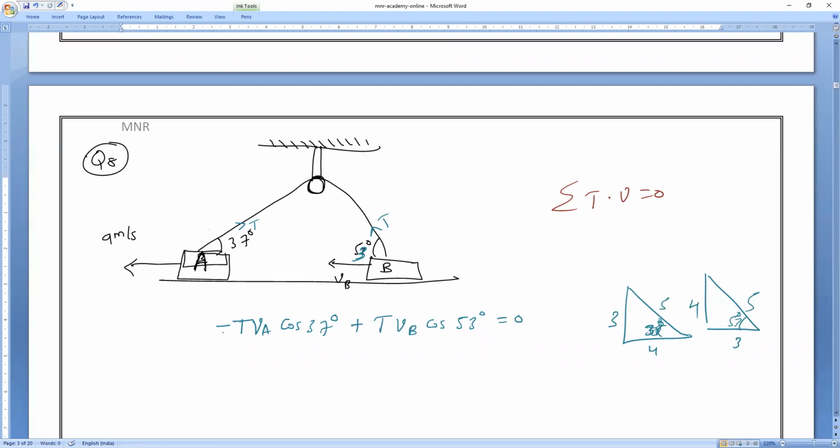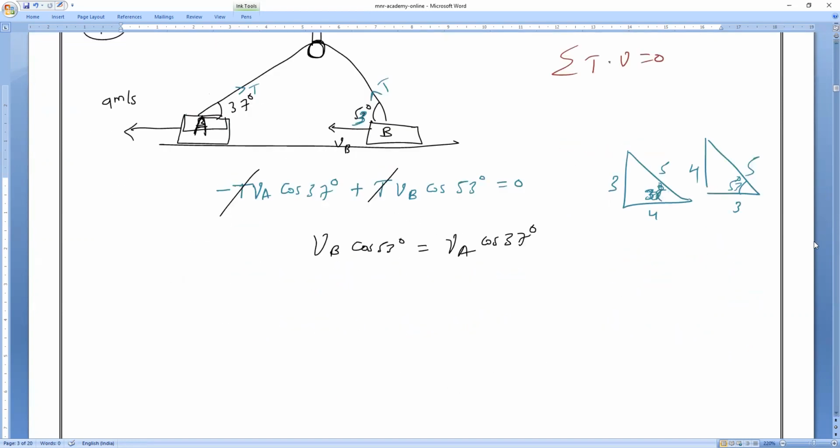Sir, minus 9 into 4 by 5. Wrong answer, brothers. You have to be very careful. Why is it minus? Do you understand, everybody? Tension is opposite to the velocity. That's why it's minus. Clear, everyone? Then the tension will get cancelled. So what will it become? VB cos 53 is equal to VA cos 37. Am I right, everyone? Clear?